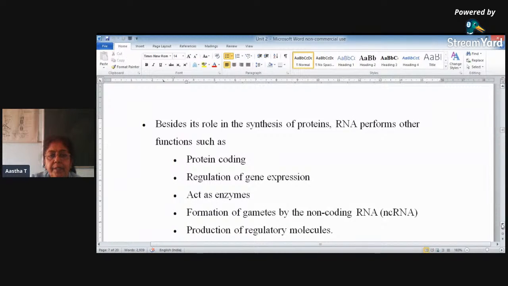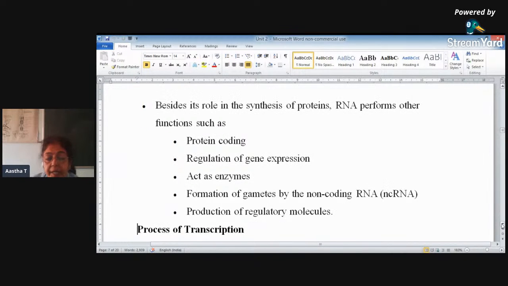Besides its role in synthesis of proteins, RNA also performs the following functions. That is protein coding, regulation of gene expression, it can act as an enzyme, it can help in the formation of gametes by non-coding RNA, and it is also useful in carrying out regulation.